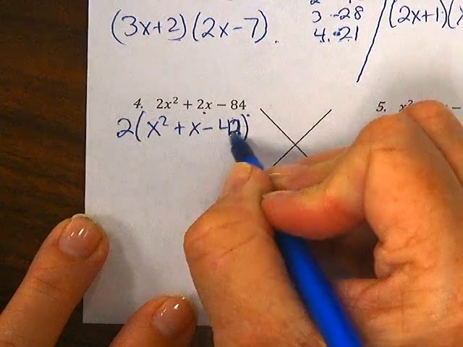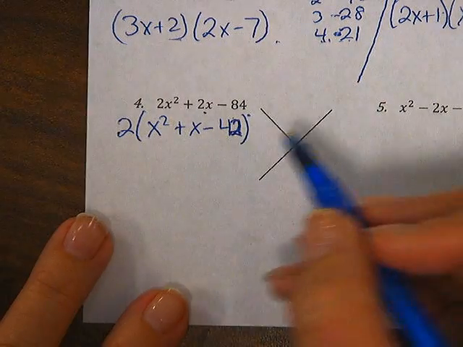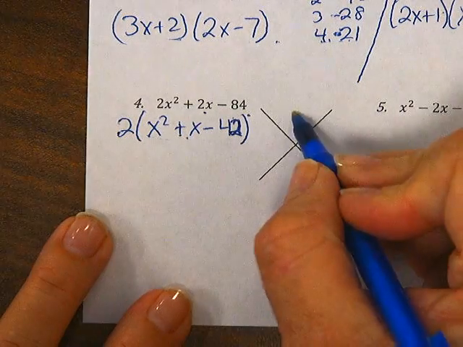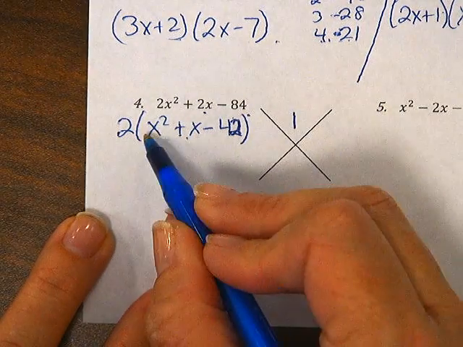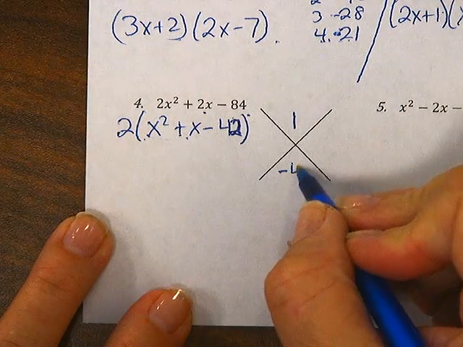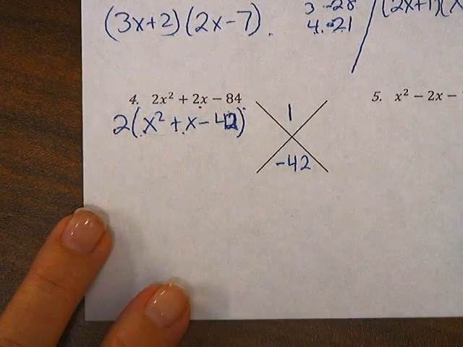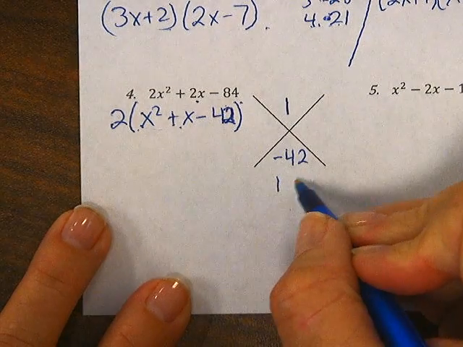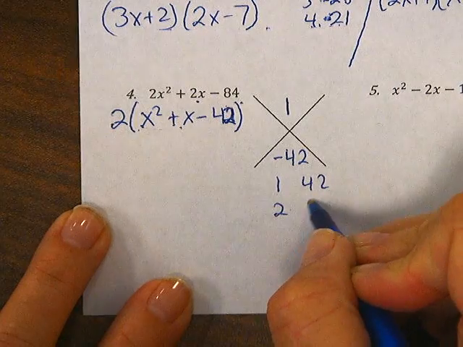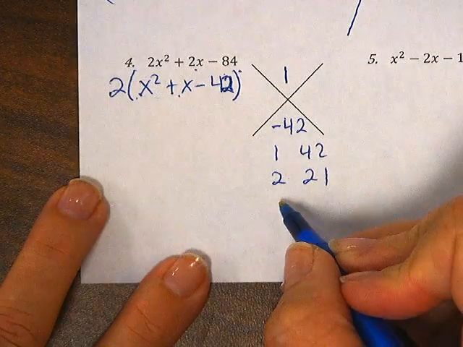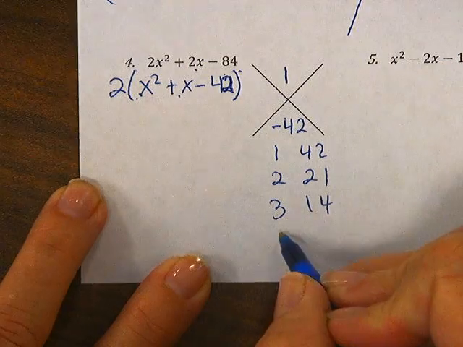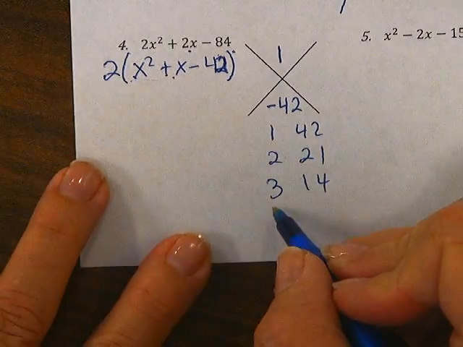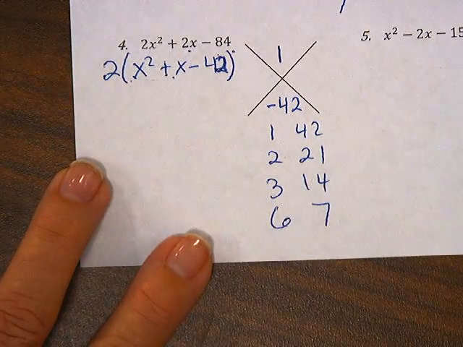Okay, now let's look. Our b value after we've taken out our greatest common factor is 1. a times c is 1 times negative 42, so negative 42. And now we're going to look for factors of negative 42. So 1 times 42, 2 times 21, 3 times 14, 4 doesn't go in, 5 doesn't go in, 6 does go in. 6 times 7 is 42.